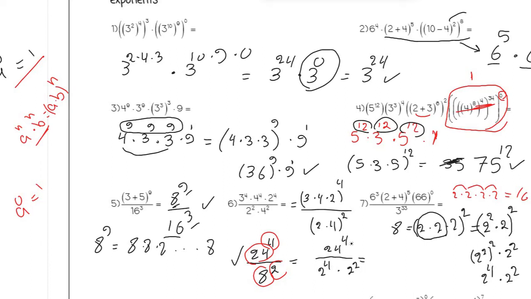It's equal to, now I will take this part together. I will say 24 divided by 2 to the power of 4 multiplied by 1 over 2 to the power of 2. 24 divided by 2 is going to give us 12 to the power of 4 over 2 to the power of 2. You can even go and make it simpler.